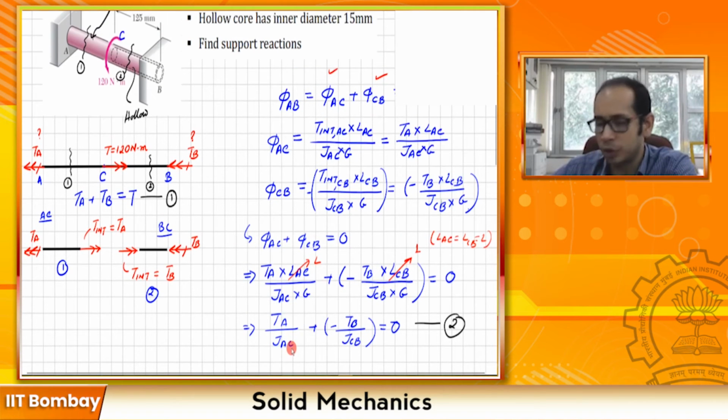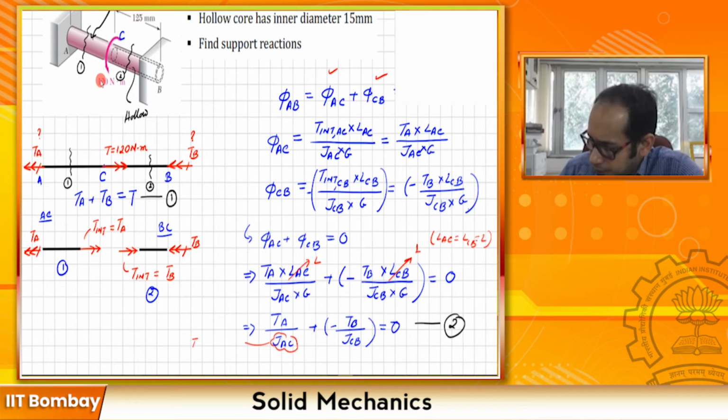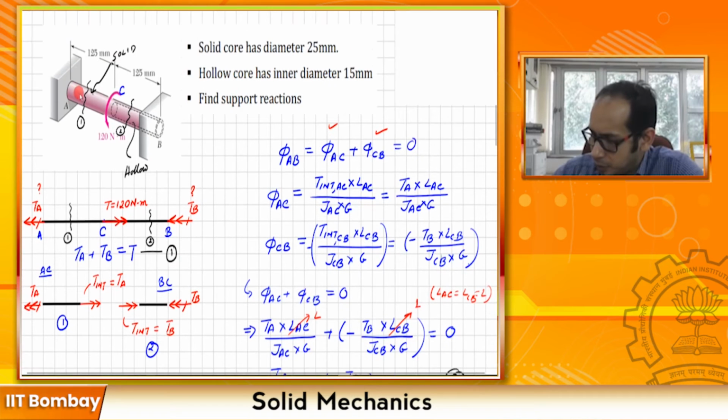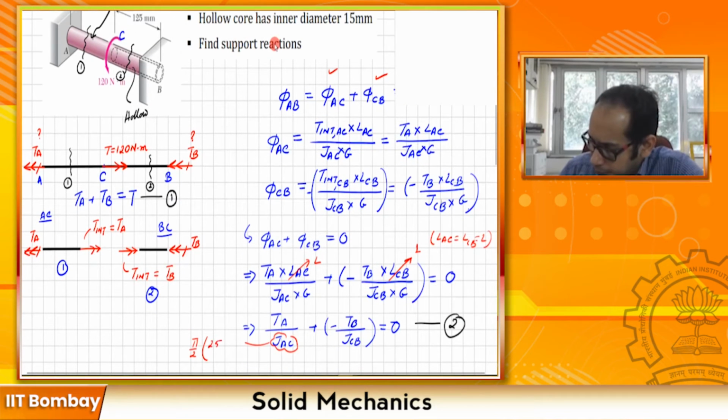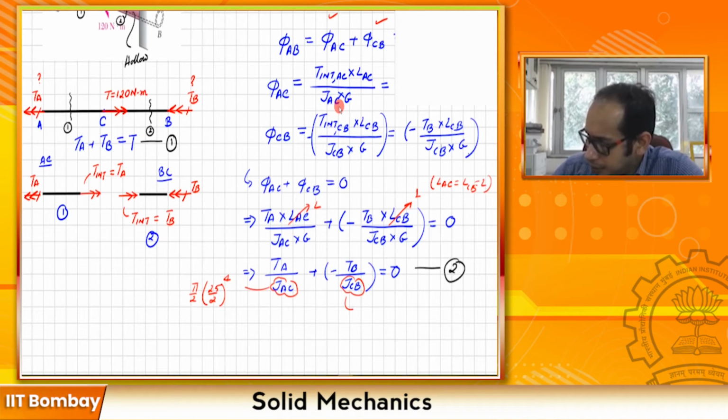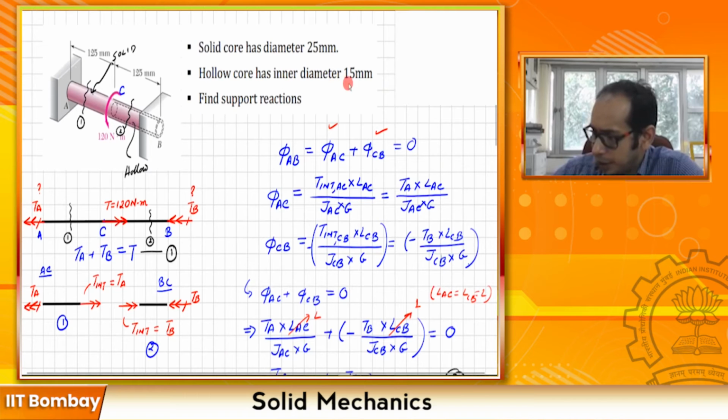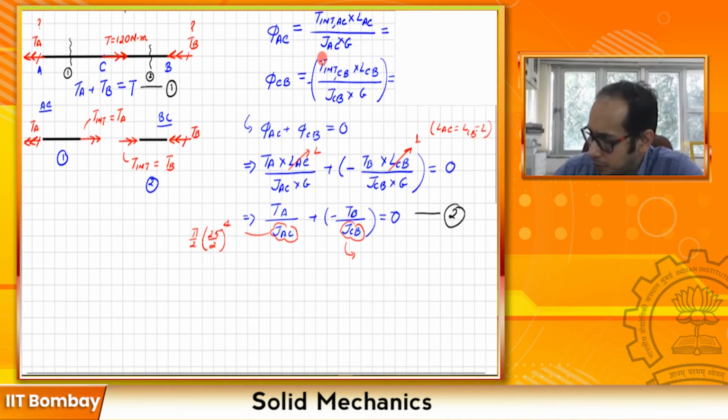Now here you need to calculate what is going to be your JAC and what is going to be your JCB, because JAC, remember, is a solid core and JCB is a hollow core that we have. So if you compute the JAC for this part, it is going to be pi over 2, and the diameter of this one is given as 25. So it's going to be 25 by 2 raised to 4, whereas your JCB here is the hollow core. This is that hollow part which has an internal diameter of 15 and the outer diameter of 25. So JCB is going to be pi over 2 times 25 by 2 raised to 4 minus 15 by 2 raised to 4.